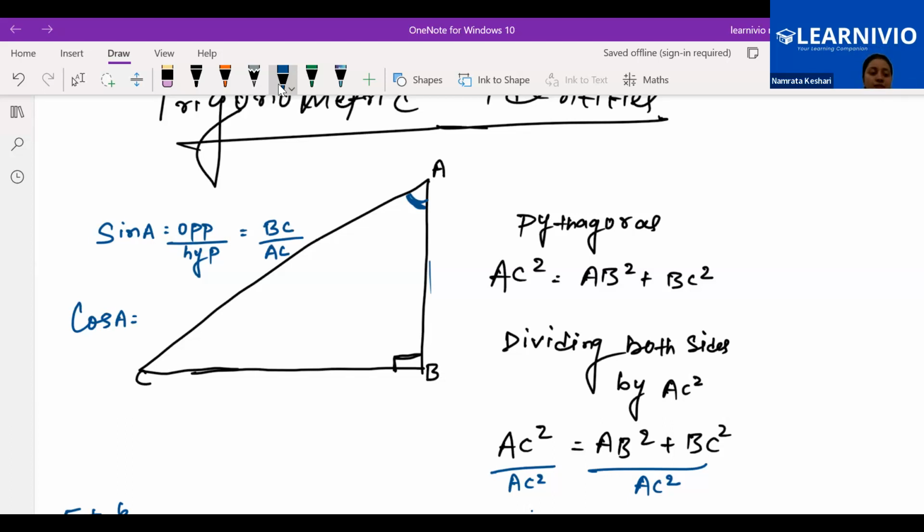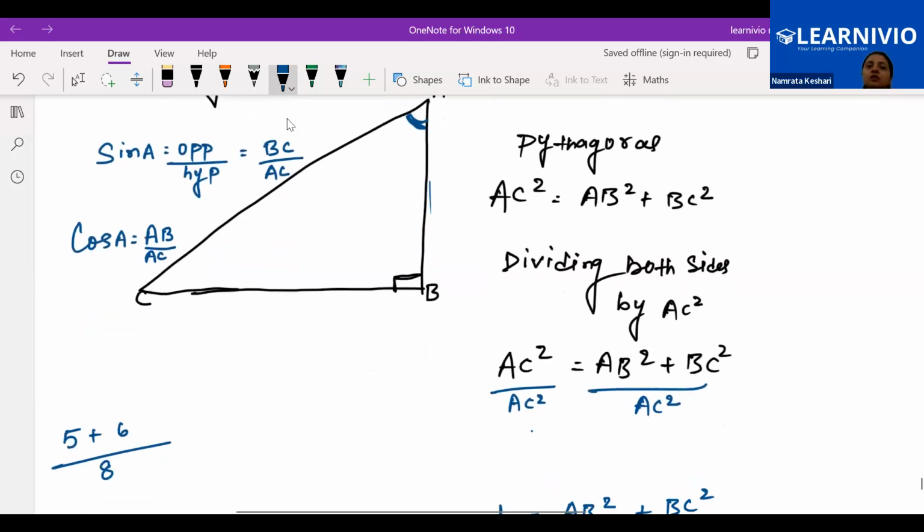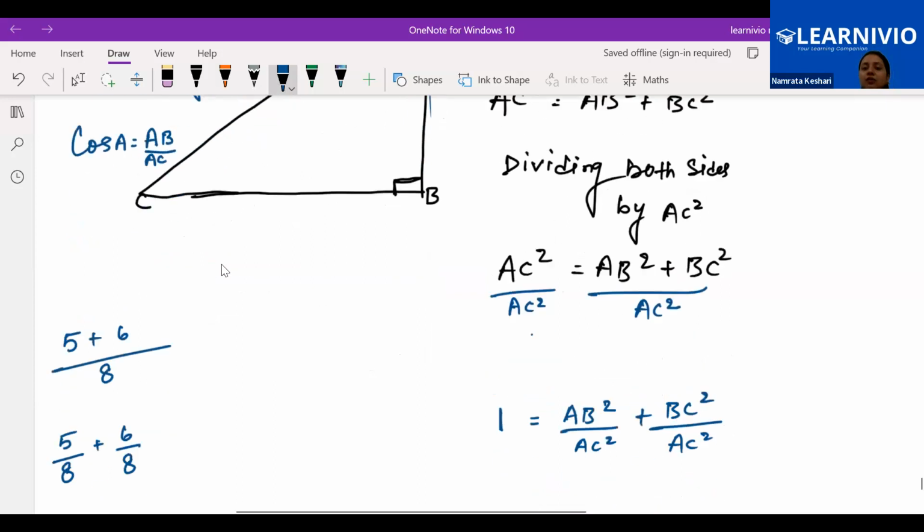Who will say what will be cos A? Cos A is base by hypotenuse. Base is AB and hypotenuse is AC, right, Aisha? Yes. Okay. So BC by AC is sin A, AB by AC is cos A, we know.